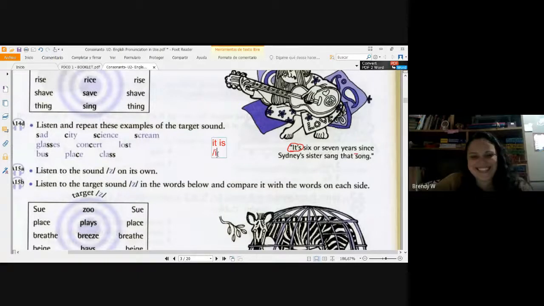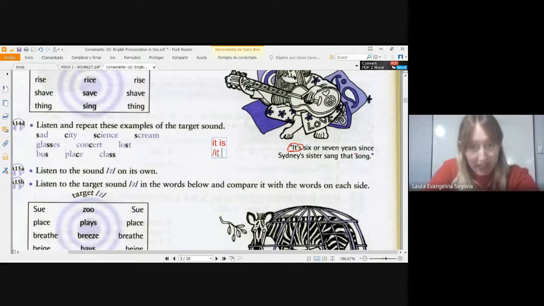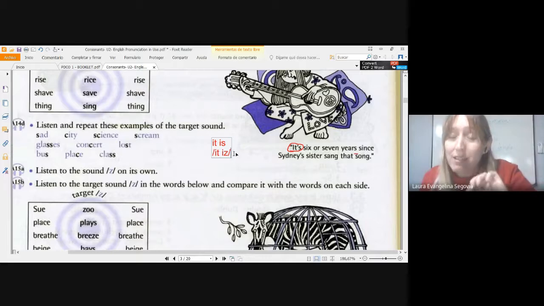Okay, good. Yes. It. And the transcription of it is not is. Is. It is. Verb to be, is.